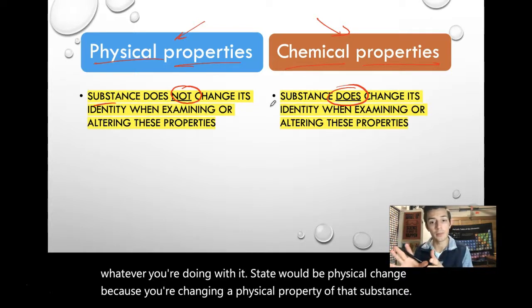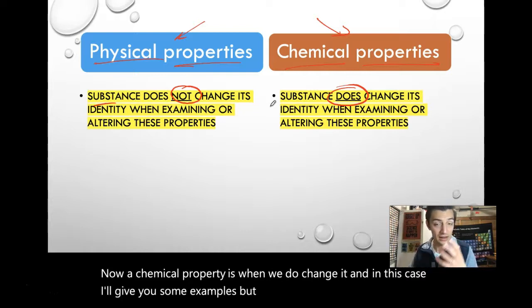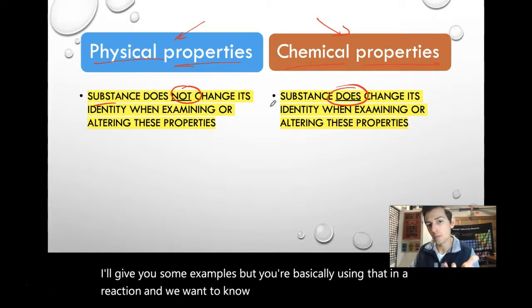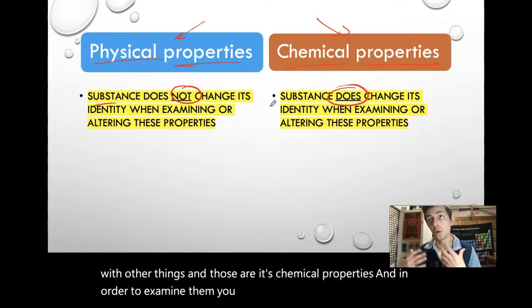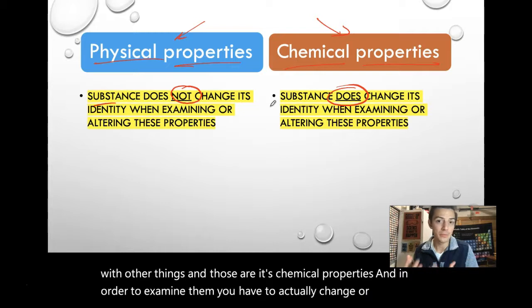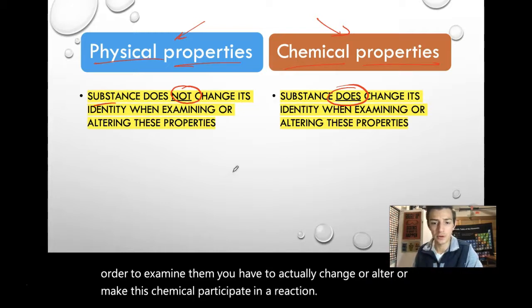Now, a chemical property is when we do change it. And in this case, I'll give you some examples, but you're basically using that in a reaction. And we want to know, well, how does this chemical react with other things? And those are its chemical properties. And in order to examine them, you have to actually change or alter or make this chemical participate in a reaction during this process.